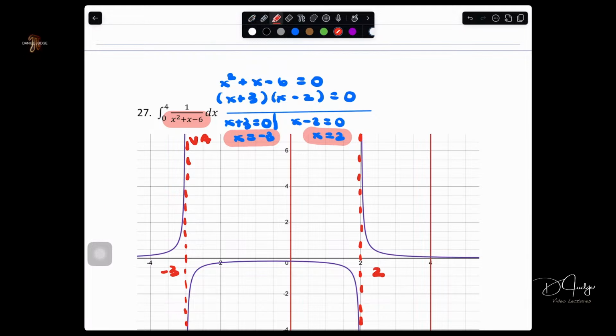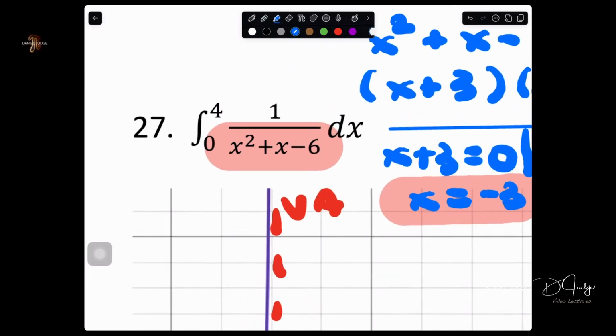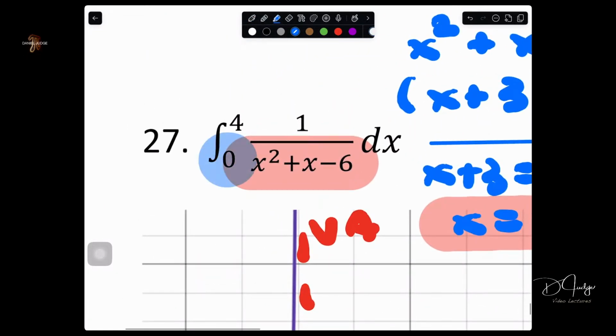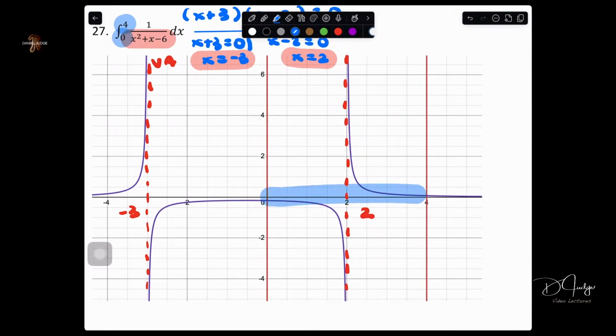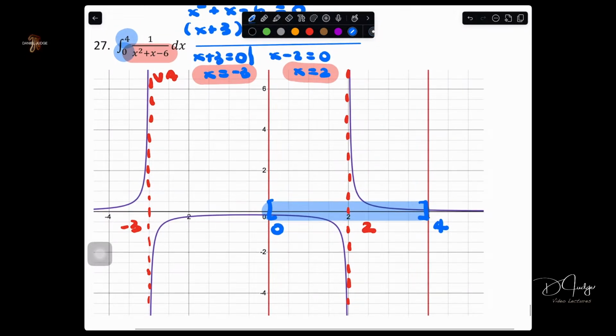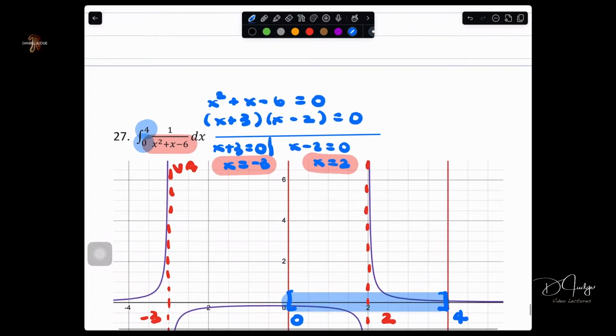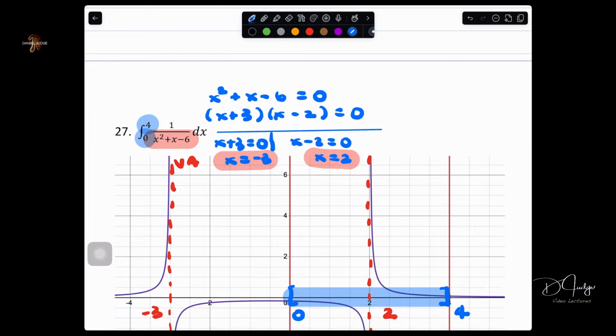Now this particular function, they're asking us to integrate over the interval from 0 to 4. So that's over here. And as you can see, we have a vertical asymptote not at an endpoint, but going through the interval at 2. So we have an improper integral because this function is discontinuous at a point in a closed and bounded interval.